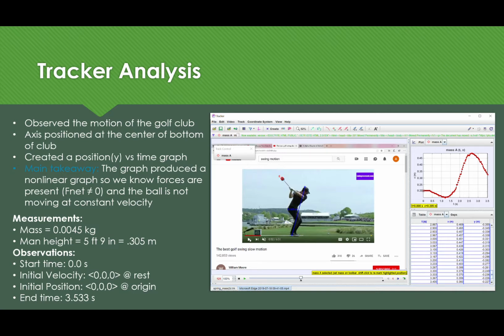The measurements gained from the Tracker analysis were the mass and the man's height, which I researched and approximately put at 5 feet 9 inches, which is the average height of a man, given that he's crouching a little bit, and that came to be 0.305 meters. And the observations taken from the Tracker analysis were the start time, the initial velocity given the club at rest, and the initial position given the club at the origin, as well as the end time.